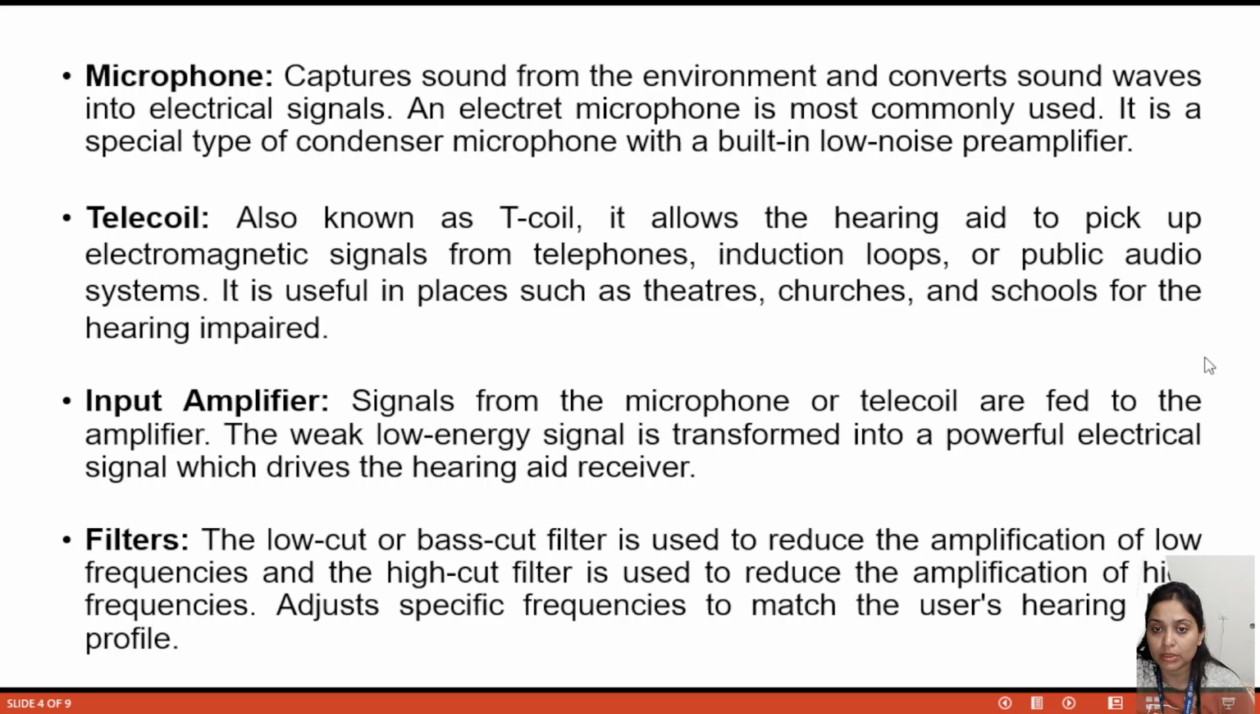The weak or low energy signal is transformed into a powerful electrical signal which drives the hearing aid receiver. Okay. Now filter, basically a low cut filter and a high cut filter are used. The low cut filter is used to reduce amplification of low frequencies, and the high cut filter, or low pass filter, basically reduces the amplification of high frequencies.